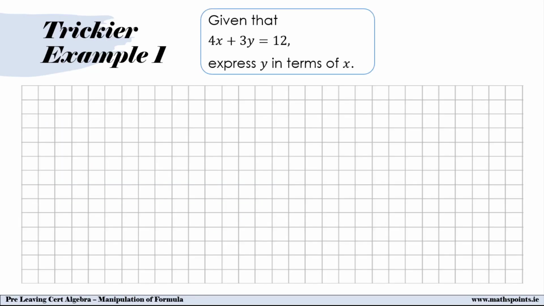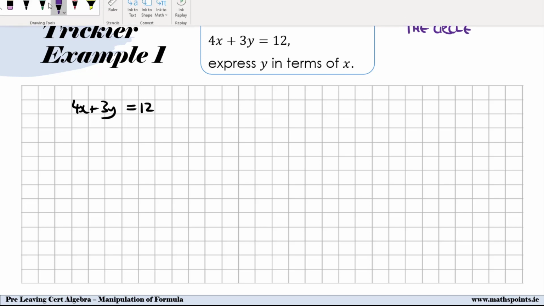So we're told that 4x plus 3y equals 12, and we're asked to express y in terms of x. So this was taken from a coordinate geometry of the circle question, and we've been given this equation of a line, and we have to find y on its own.